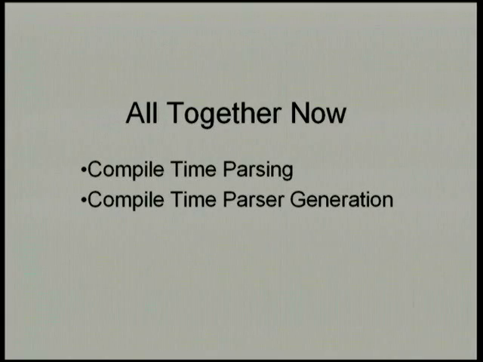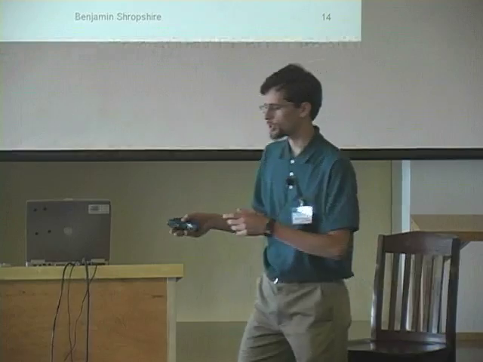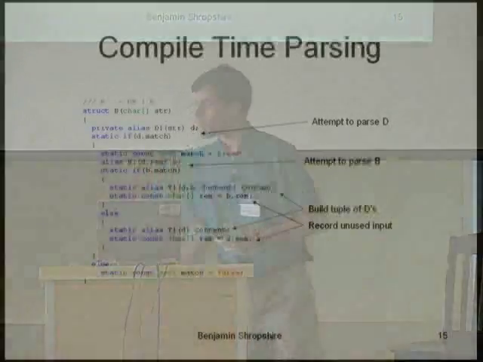OK, now, a couple of use cases for this. Compile time parsing and compile time parser generation. First one, compile time parsing. Compile time parsing consists of two parts. First, you read the data, and then you build the tree from it. So do these together in a template.